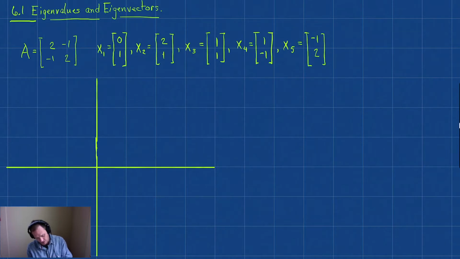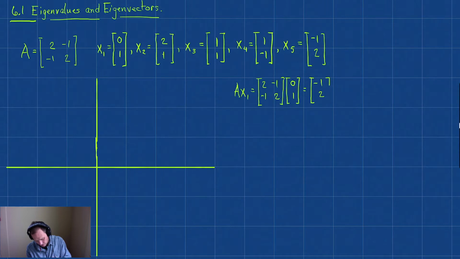So here's what we're going to do. We're going to calculate some of these. Let's take the matrix A times the vector x1 and see what we get. That's going to be 2, -1, -1, 2, times the vector x1, which we said is 0, 1. Notice that gives me the linear combination of none of the first column, one of the second column. That's -1, 2.